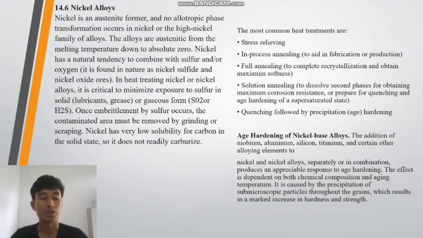Next, 14.6 nickel alloys. Nickel is an austenite former and no allotropic phase transformation occurs in nickel or the high nickel family of alloys. The alloys are austenitic from the melting temperature down to absolute zero. Nickel has a natural tendency to combine with sulfur or oxygen. It is found in natural nickel sulfate and nickel oxide ores.